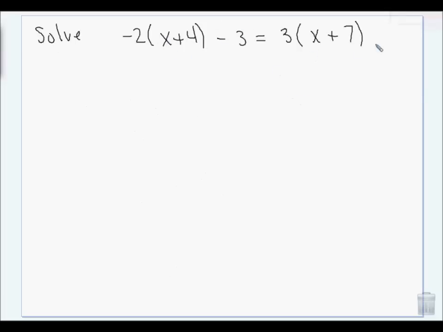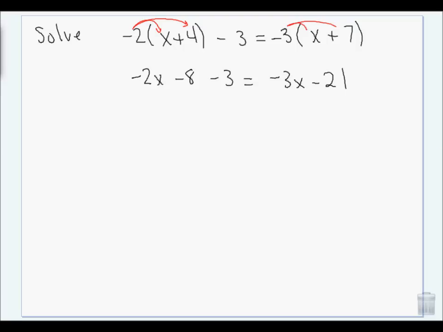Okay, so we're going to have to solve this. This is negative 2. So don't forget if there's a negative out front. Actually, this should also be negative, sorry. If there's a negative out front, you have to distribute the negative in as well. So this is negative 2x, negative 8, right? Because negative 2 times 4 is negative 8. Minus 3 is equal to, distribute the negative 3, you get negative 3x minus 21.